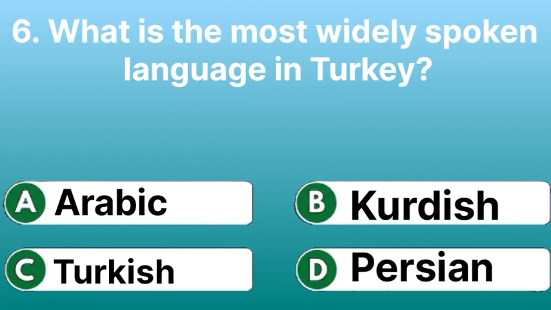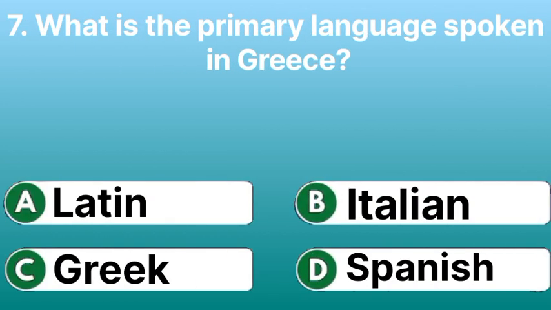Question 6. What is the most widely spoken language in Turkey? A. Arabic. B. Kurdish. C. Turkish. D. Persian. Answer C. Turkish.